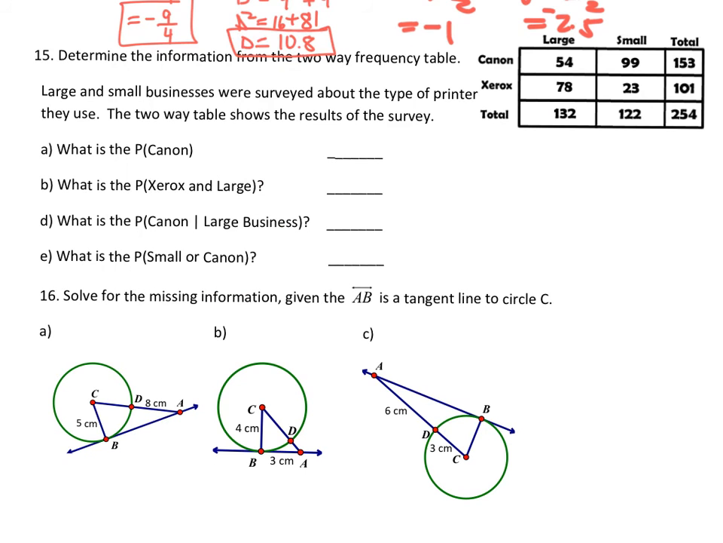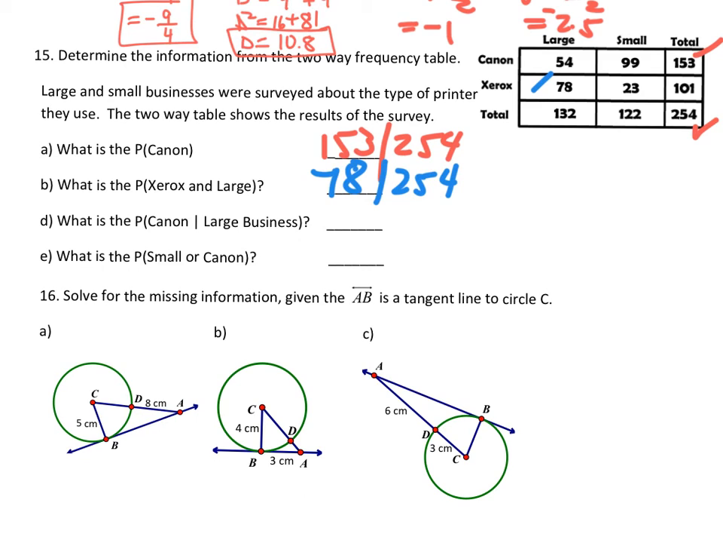The next standard takes us into probability. What's the probability of choosing a Canon printer? Well, for this problem, there's 153 total Canon printers out of a total of 254 possibilities. So that's 153 out of 254. For the next problem, what's the probability of Xerox and large? Okay, so Xerox and large would be that 78. So it's 78 compared to that total of still 254.